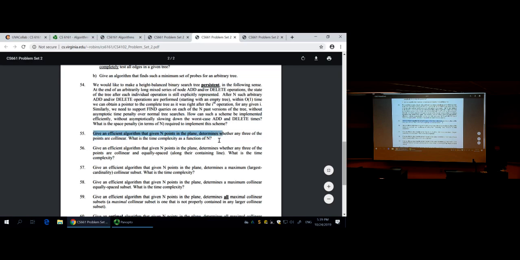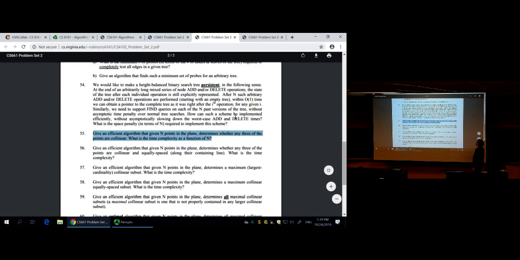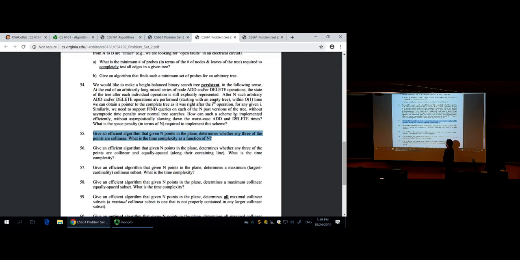Give an efficient algorithm. If you have n points in the plane, determine whether any 3 points are collinear. How many have worked on that? Oh, good, a lot of them. How many have a solution for that algorithm? Okay, how fast are we talking about? You have n points. How fast is your algorithm? N squared log n. All right, that sounds about right.